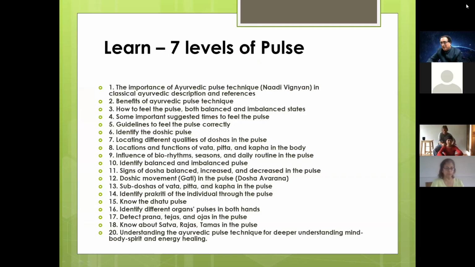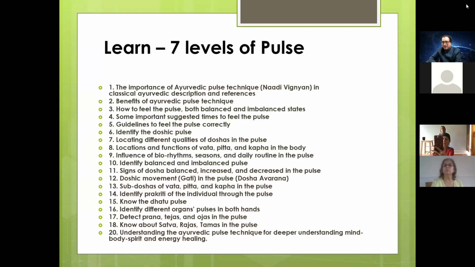Learn 7 levels of the pulse. This is exactly what we are going to teach in these classes. We are going to cover the various levels of the pulse, and the importance of the Ayurvedic pulse technique in the classical Ayurvedic descriptions and references. That is the first thing we will discuss in detail in class. In addition, you will learn the benefits of the Ayurvedic pulse technique, and how to feel the pulse in balanced and imbalanced states. You are going to learn both levels, clearly explained. What is the balanced pulse?